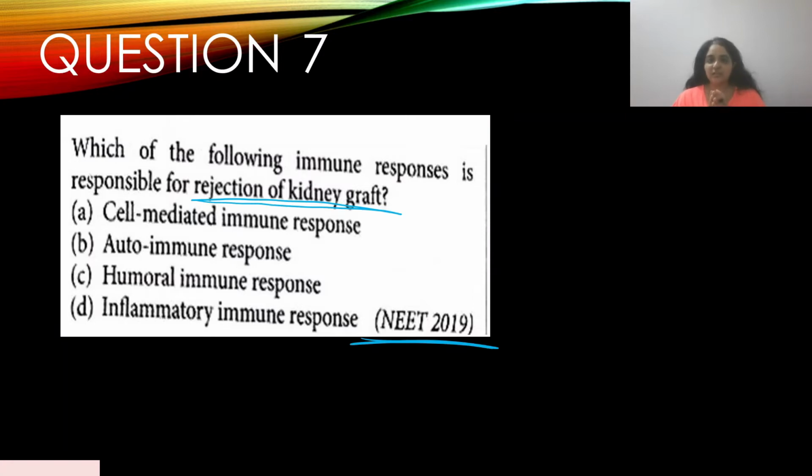Whenever there's a kidney graft transplantation or any kind of transplantation, obviously there are some cell surface receptors called HLA, human leukocyte antigen, which are checked. And we'll come to that in the discussion. But to answer this question, it would be A, cell mediated immune response. That is the one that's causing the immune response whenever there's a transplanted graft tissue or an organ.